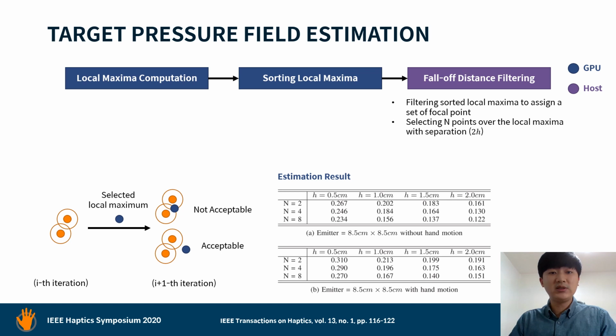We use distance filtering on the sorted local maxima. The selection procedure is shown in the left-hand side figure. A selected local maximum is only accepted when it is further than the separation distance. From our rendering method, the root mean square error is shown in the right-hand side table.